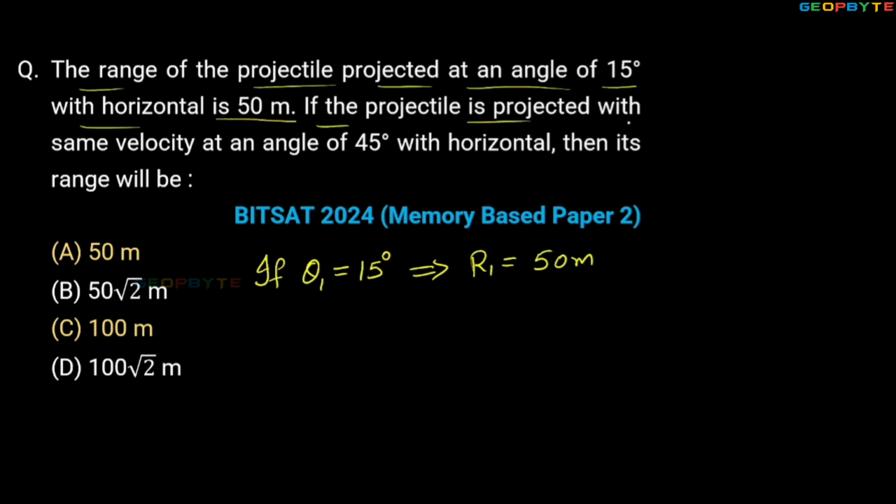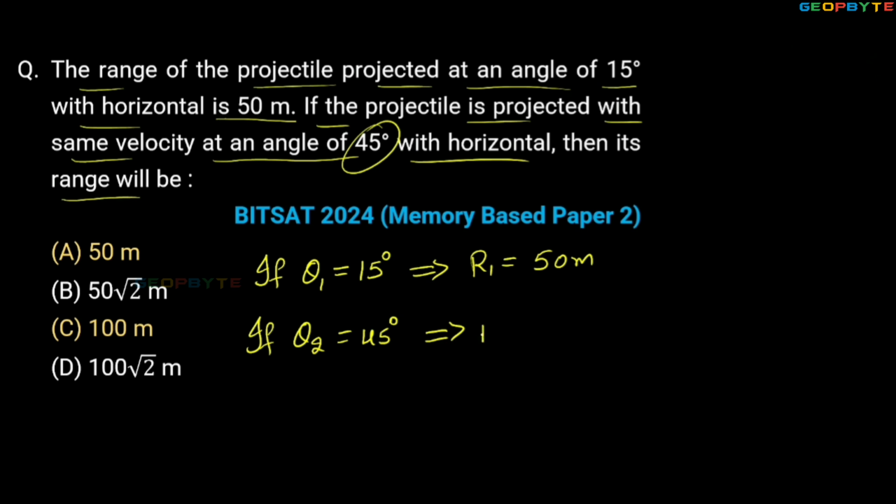If the projectile is projected with the same velocity at an angle of 45 degrees with the horizontal, then what is its range? That means if the angle of inclination theta 2 equals 45 degrees, R2 equals how much? That is the question. This is case 1. This is case 2.